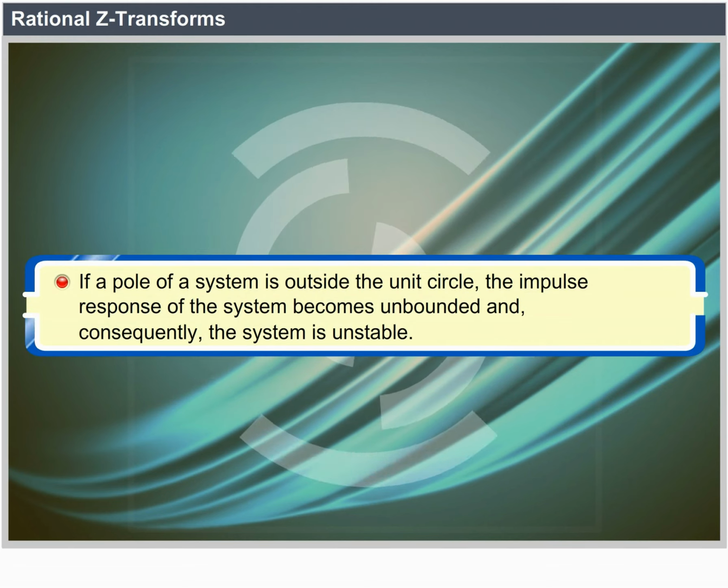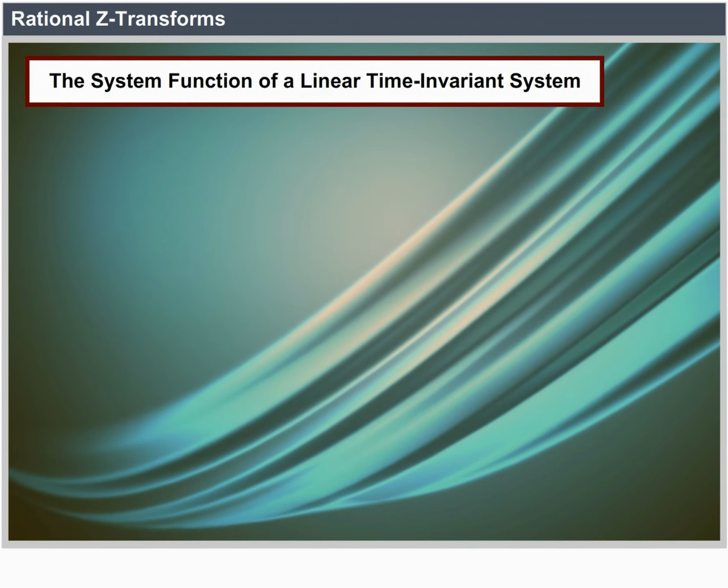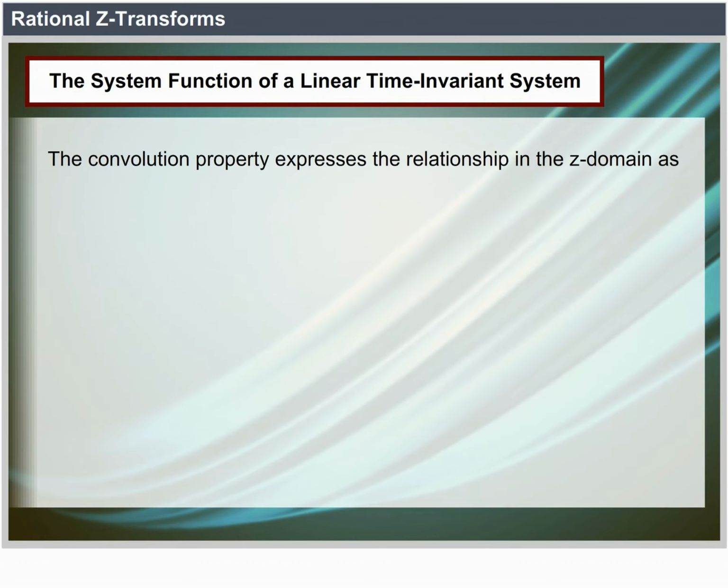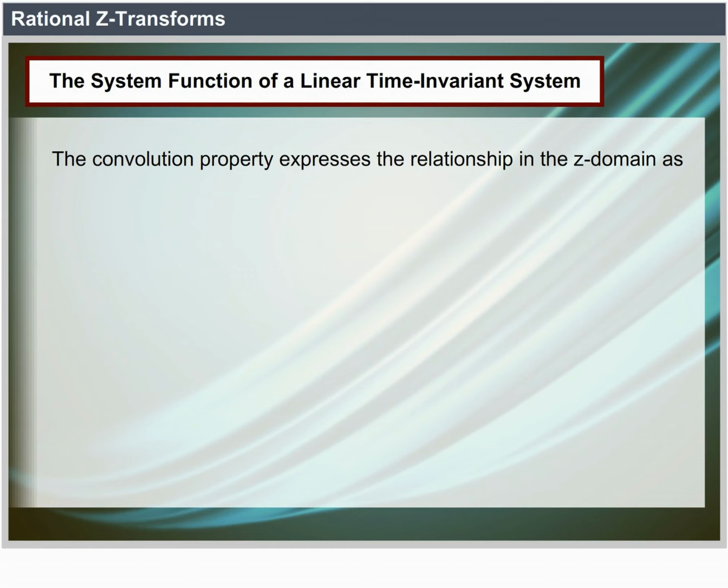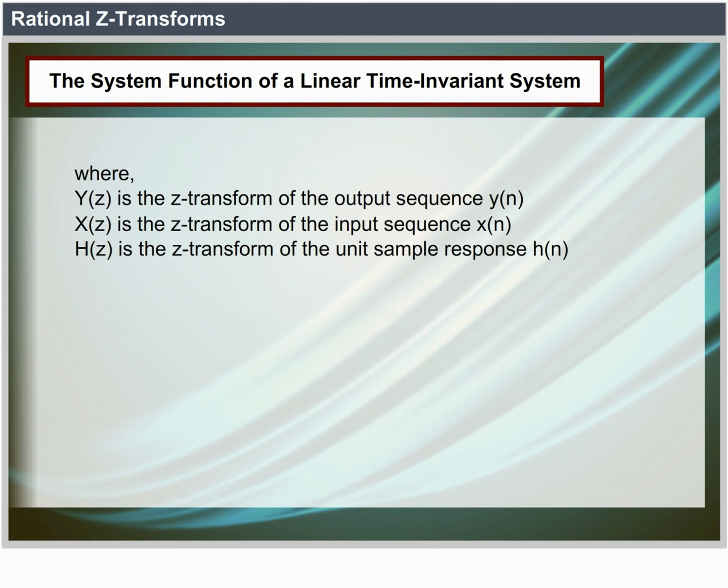The system function of a linear time invariant system. The convolution property expresses the relationship in the z domain as Y of z equal to H of z into X of z, where Y of z is the z transform of the output sequence y of n, X of z is the z transform of the input sequence x of n, H of z is the z transform of the unit sample response h of n. H of z equal to Y of z divided by X of z.